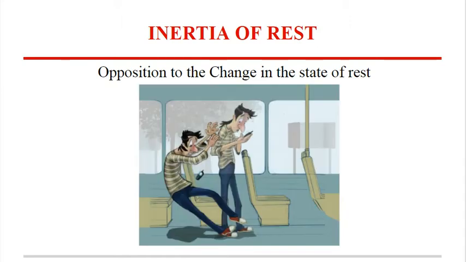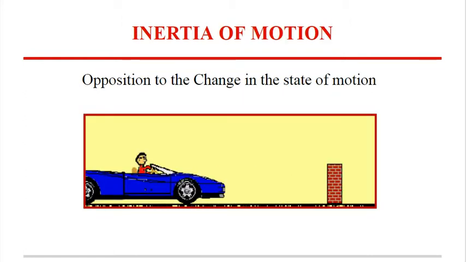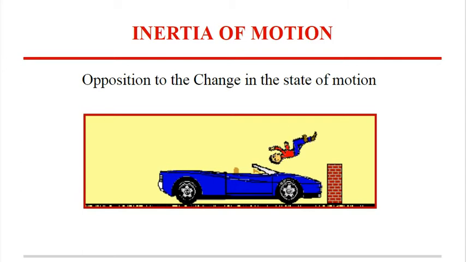Another example for the same is the passenger in a vehicle which is at rest. When we are at rest in a vehicle which is not moving, and if the vehicle has just started its motion, then we feel that we are falling back. This is because our body has a tendency to oppose the change in the state of rest. We were at rest, so the body would like to be at rest and does not like to change its state of rest.